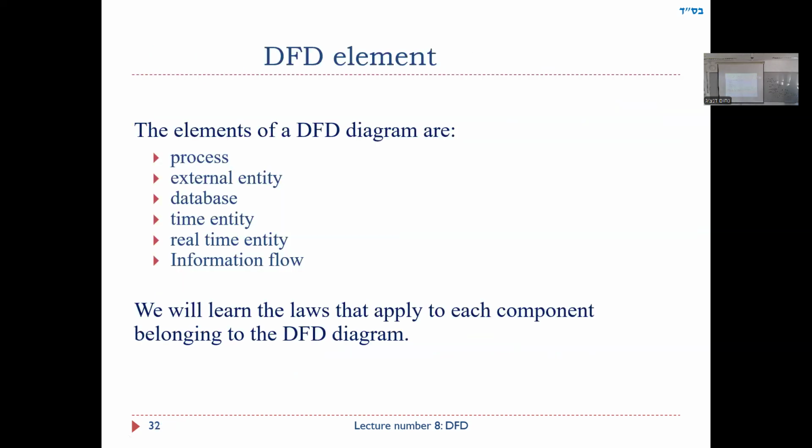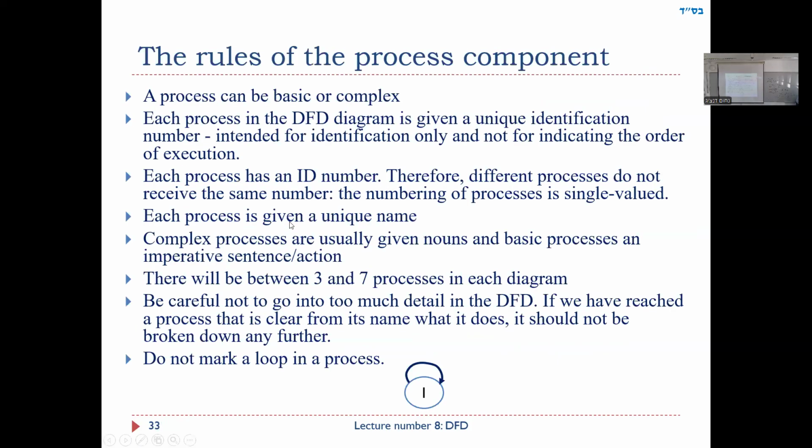So more rules. Elements of a DFD are the process, external entity, database, time entity, real-time entity, and information flow. We will learn the laws that apply to each. A process can be basic or complex. Each process in the DFD is given a unique identifier. Each process has an ID, therefore, different processes do not receive the same number. Each process is given a unique number.